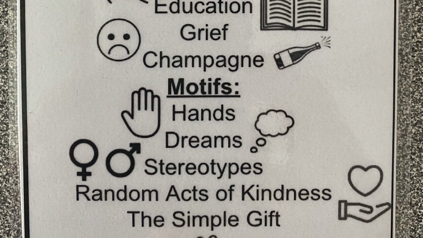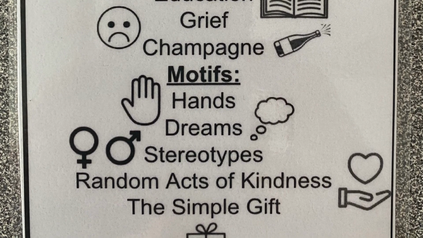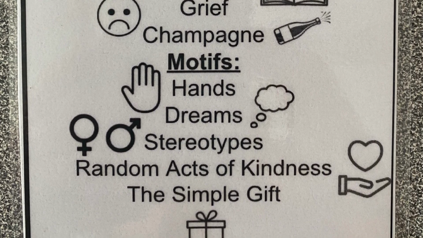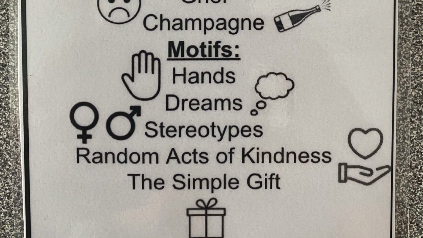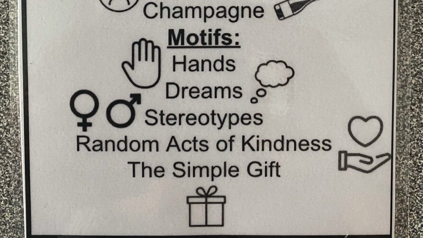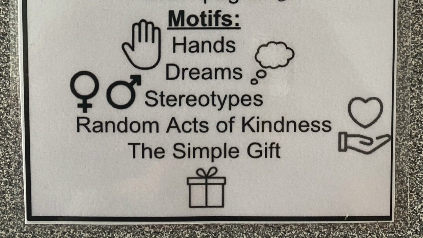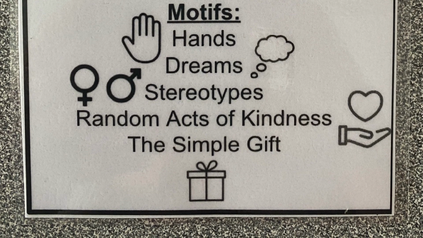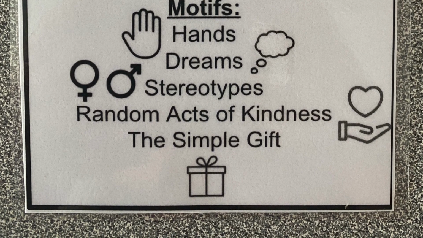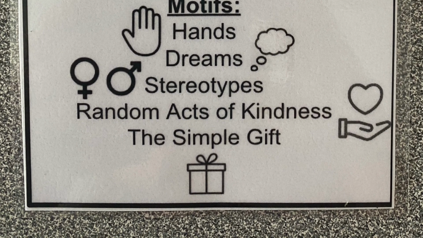So our motifs that we're looking for are hands, dreams, stereotypes, random acts of kindness, and of course the overarching title, The Simple Gift. These motifs happen from the start of the text all the way through to the end and connect really nicely into those themes of homelessness, love, self-discovery, and possessions.